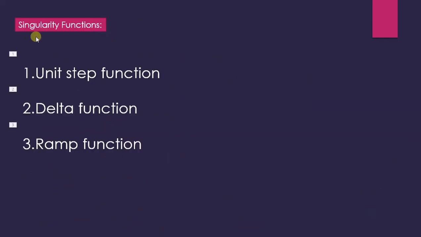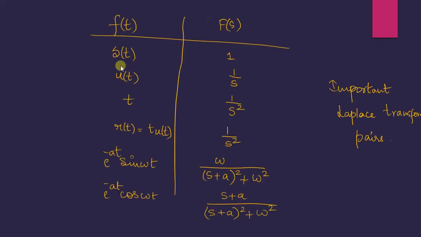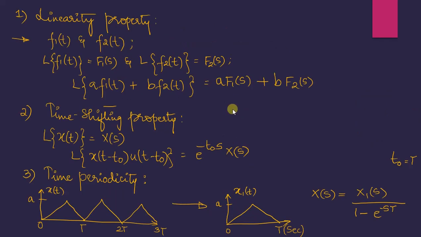So you should remember, for solving the problems with waveform synthesis using Laplace transform, you should know the singularity functions, that is the unit step, delta and ramp. Then you should know the relationship between them, that is, the delta function is obtained as a derivative of the unit step and the unit step can be written as a derivative of the ramp. And you should know mainly the three important pairs: delta, unit step and ramp. This ramp can also be represented as t times u of t. These important Laplace transform pairs are very much essential. And finally, you should know the three properties: the linearity property, time shifting property and time periodicity property.